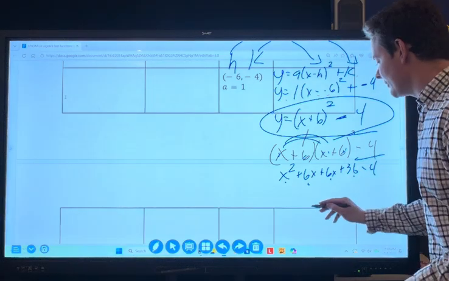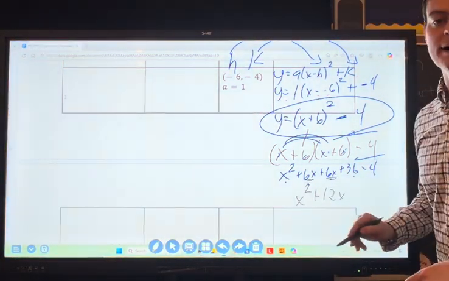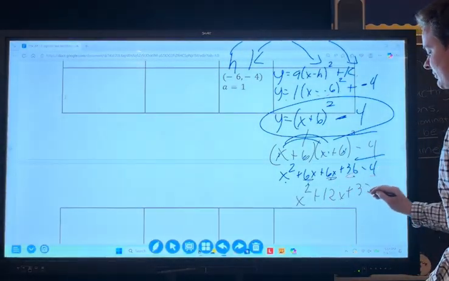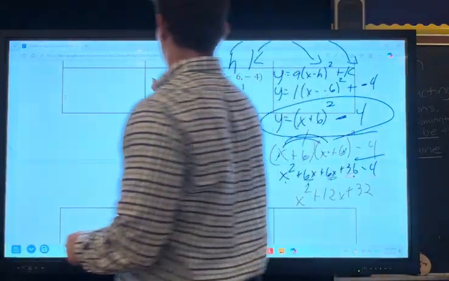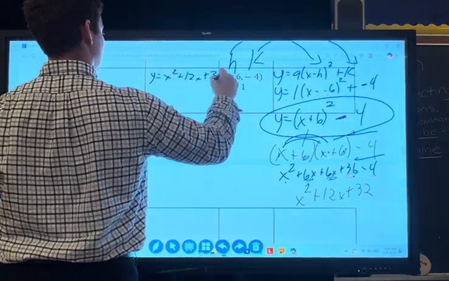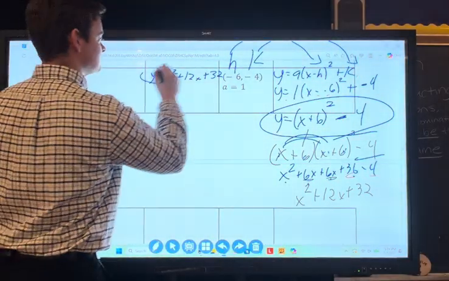I combine like terms, x squared plus 12x, those two can combine to become 12x. 36 minus 4, that's plus 32. Y equals x squared plus 12x plus 32. That's it in standard form.